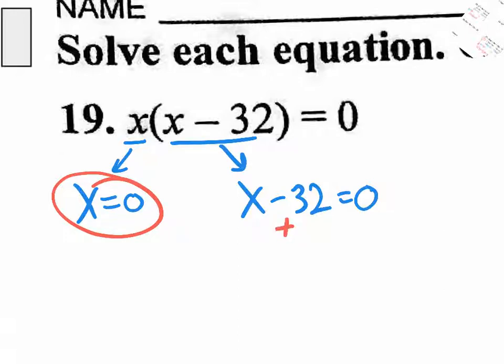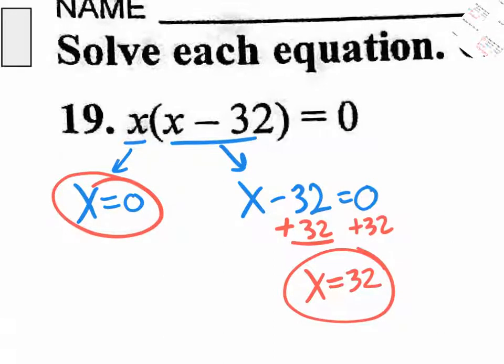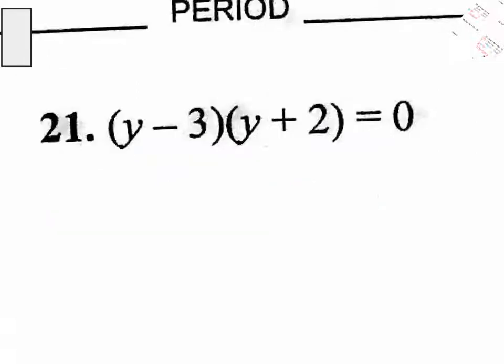This one over here, you just go plus 32, plus 32. So x does equal 32. So you get two answers for 19, 0 and 32. That's as easy as it gets. Let's move on. Another one that's really easy because it's already factored. You already have something times something equals 0. You don't have to factor. It's already factored for you. So you just split it and solve.